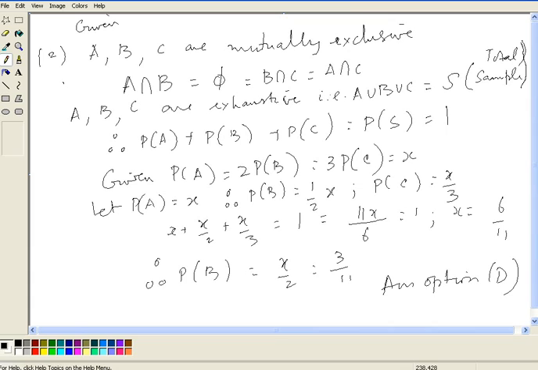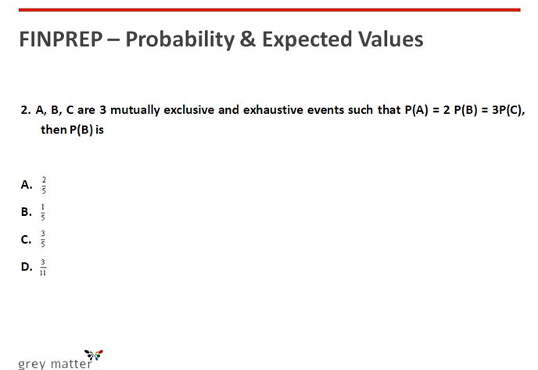Now, replacing P of A, P of B, P of C in terms of X, we get 11X by 6 equal to 1. Now, we have X equal to 6 by 11. But we know P of B is half of X. So the probability of the occurrence of event B is equal to 3 by 11, or option D. Moving over to the PowerPoint presentation, the option is D, which says 3 by 11.